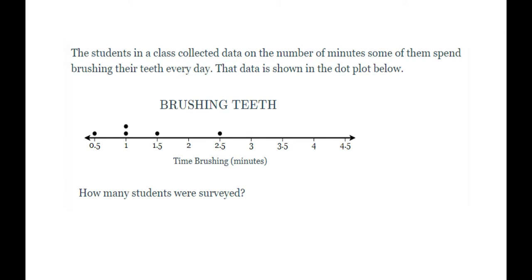This is a different sort of graph, a dot plot. But just like the last one, we can figure out how many were in the survey simply by counting how many dots there were. 1, 2, 3, 4, 5. So there were 5 different sets of data that were collected. The range of time brushing teeth is from 2.5 minutes to 0.5 minutes. So there's a 2-minute range in the amount of time spent brushing teeth. And the mode, or most common response, is 1 minute.